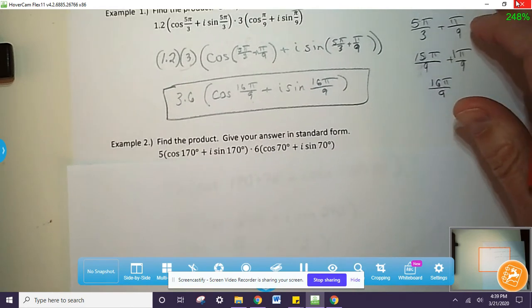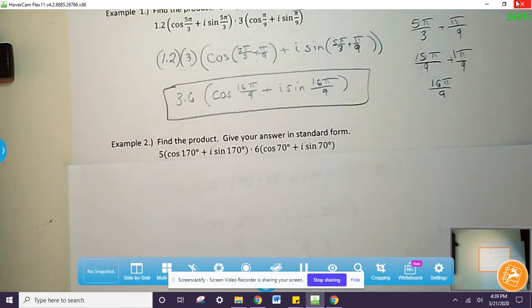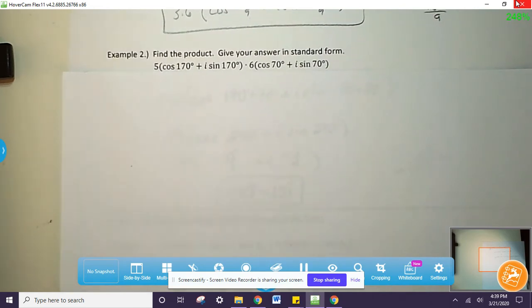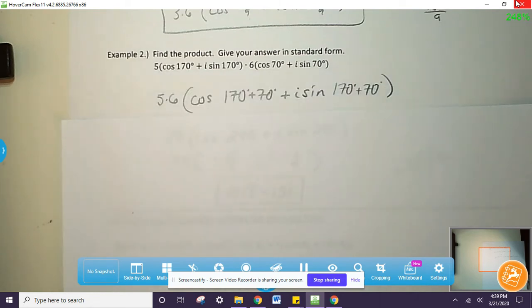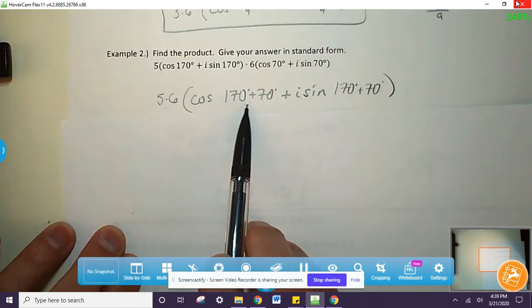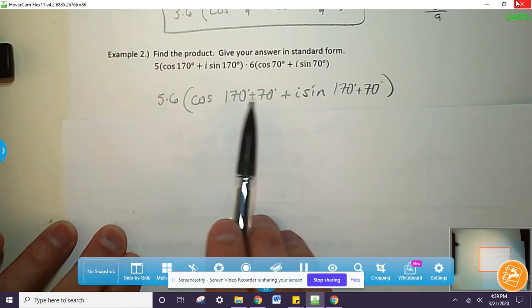I switched this over to degrees because why not? We're going to find that product, and then we're going to give our answer in standard form. To find the product, we're going to multiply the r's and add the thetas. So what I have written right now is actually incorrect. I do have the product of the r's, and I am adding the thetas, but the parentheses are missing right here, and they matter right now.